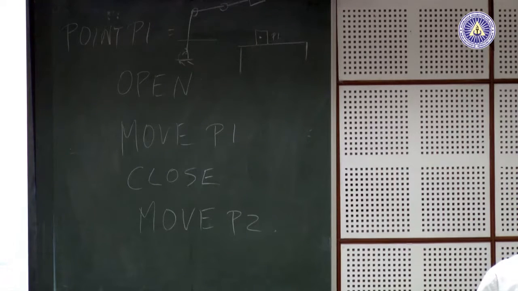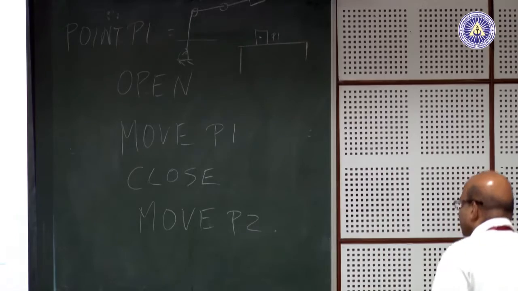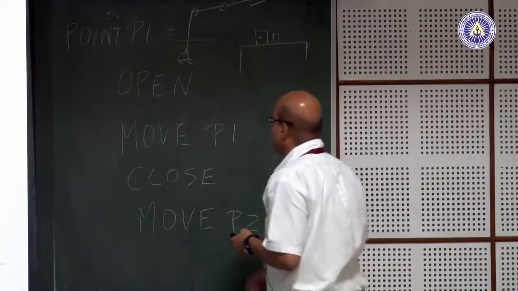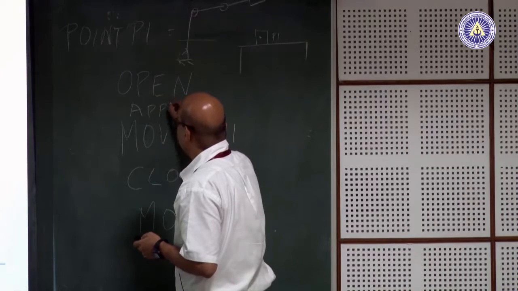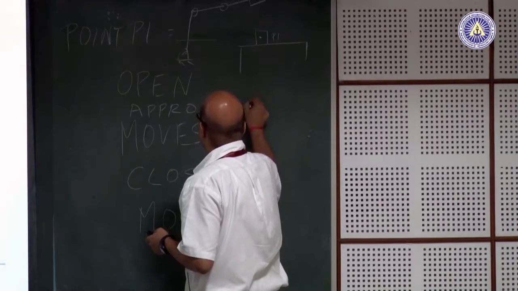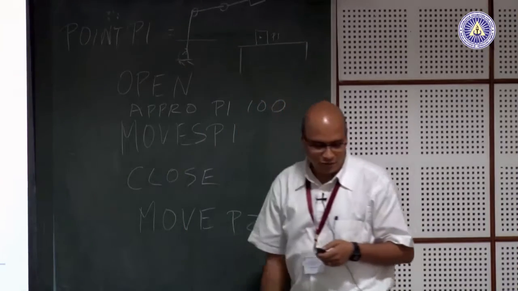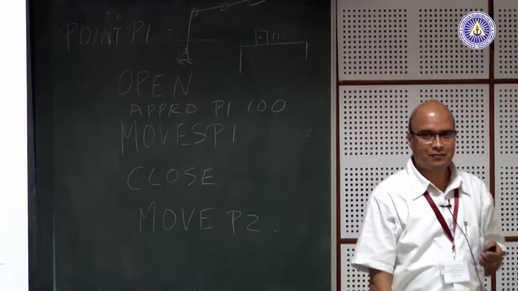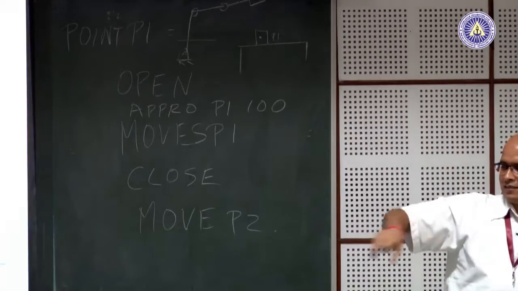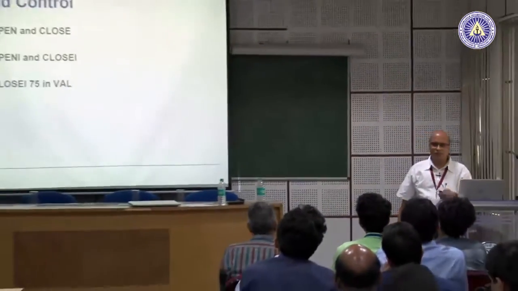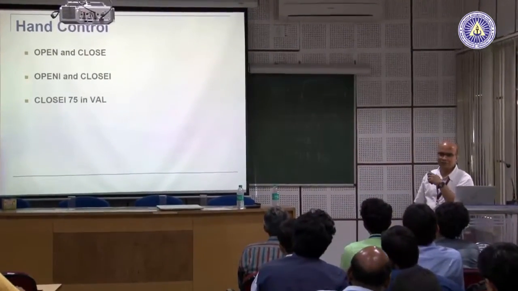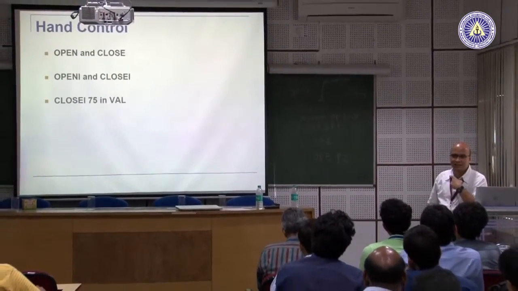Is there a chance of an accident here? Yes. First it will come to the top, then it will go down, then again it will go up and then go to P2. So, the Z coordinate has to be different: approach P1 100. Is it okay now? Orientation of the gripper may not matter if it is a circular object. Force is normally not required to close and open. Logically, is there a chance of a problem?